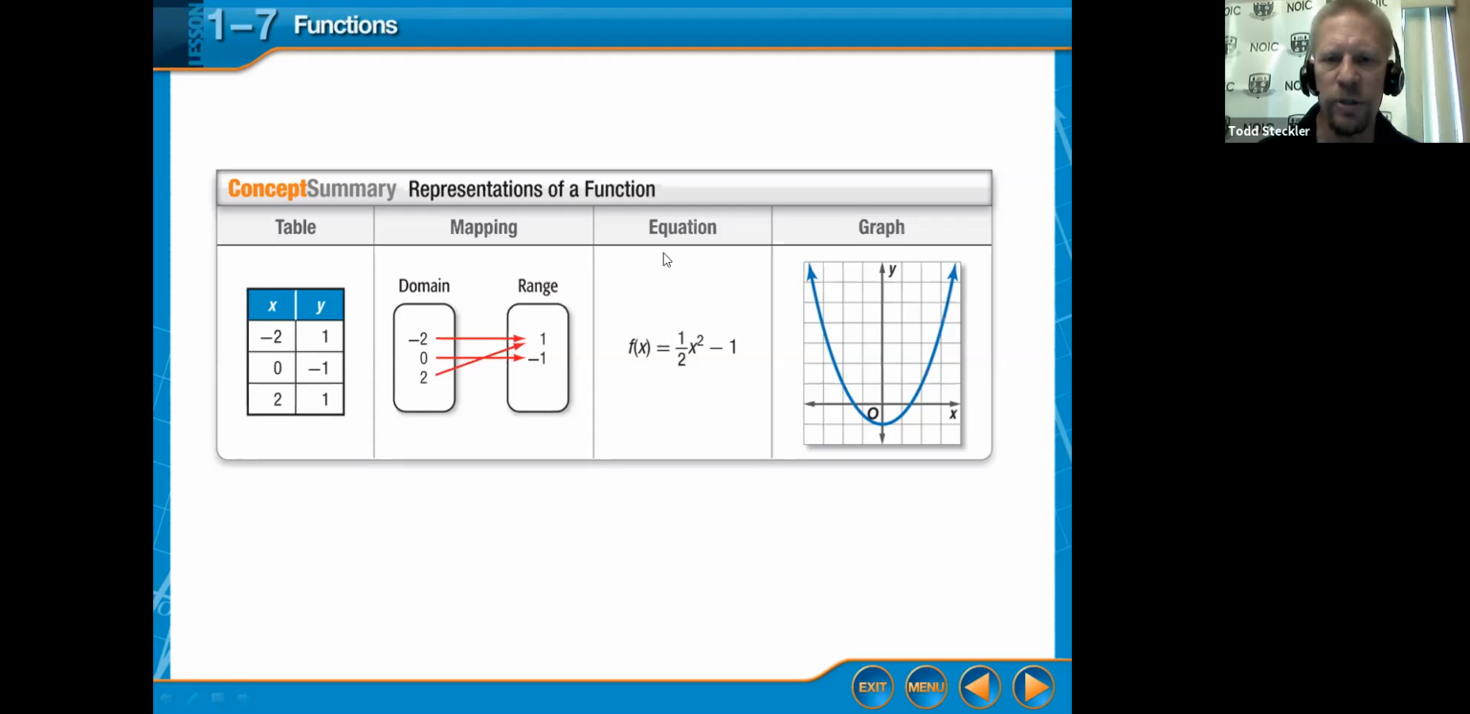Sometimes we'll see functions written as an equation like this. Sometimes you'll see y equals 1/2 x squared minus 1. Sometimes you'll see function notation, f of x equals 1/2 x squared minus 1. And sometimes you'll see functions presented as graphs. Again, to be a function, the graph will have to pass the vertical line test.